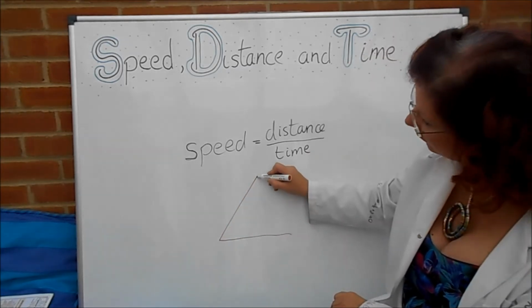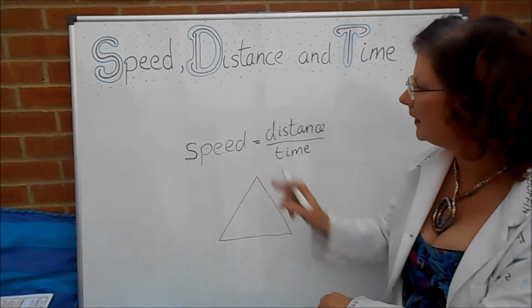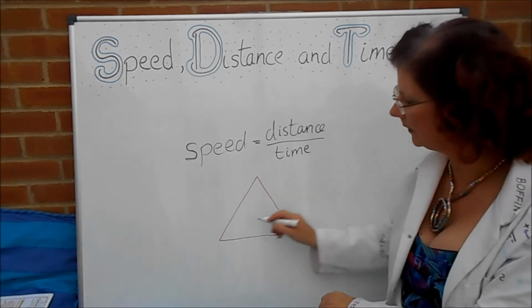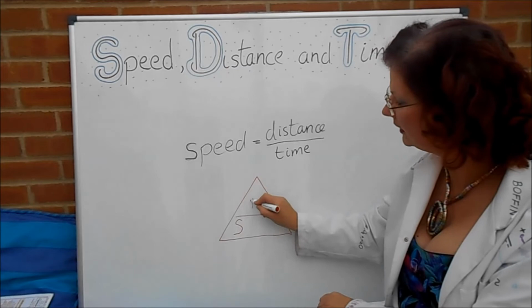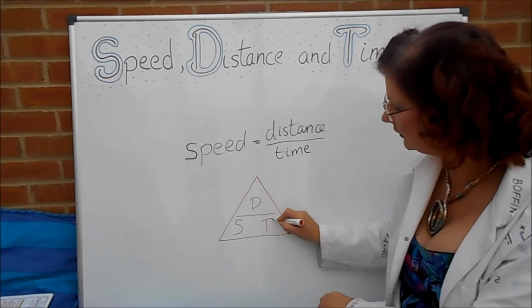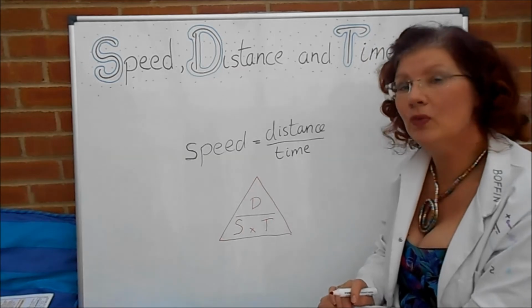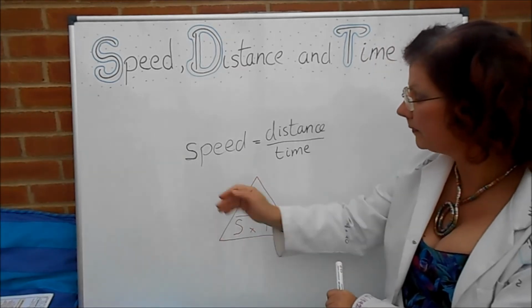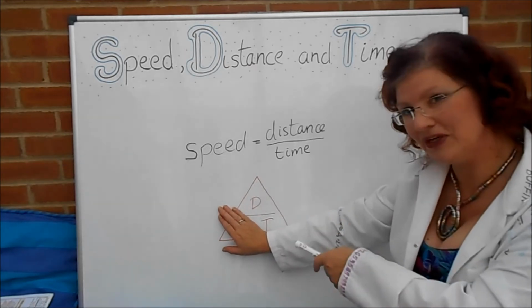Formula triangles are a great way of using simple formulas like these. Speed is distance over time, miles per hour. So I can put speed is equal to distance over time. And there's my formula triangle. And that can be used for working anything out when you know the other two. So if you know the speed, you cover up speed and what's left is the formula, distance over time.